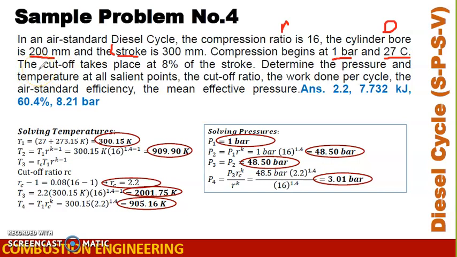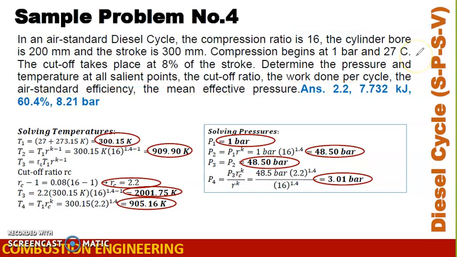The cutoff takes place at 8% of the stroke. So this is the same as what we did for sample problem number 3. So this is 8% of the stroke. Determine the pressure and temperature at the salient points, the cutoff ratio, RC, the work done per cycle, work net, air standard efficiency, and the mean effective pressure method.